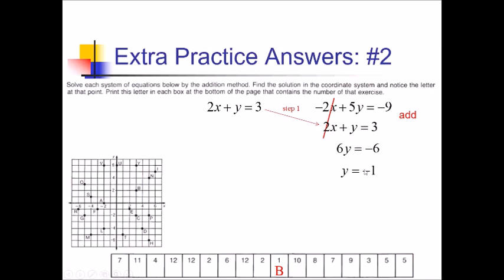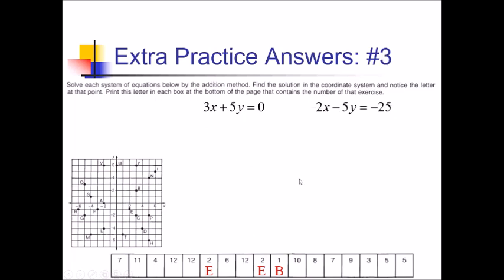Now I'm going to plug that negative 1 back in over here. So I have 2x plus negative 1, or minus 1, equals 3. And if I add 1 to both sides, now I've got 2x equals 4. And finally, dividing by 2, we see that x equals 2. So this gives me the point 2, negative 1. And if I look up 2, negative 1 in my table, that looks to be right down here. That is an e. So under spot 2 here, I'm going to write an e. And notice that there's more than one spot 2, so I'm going to put an e over here as well.